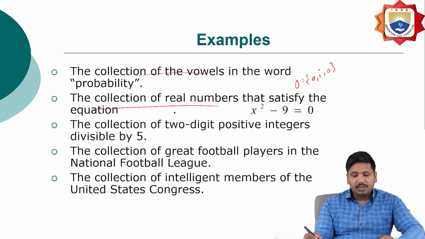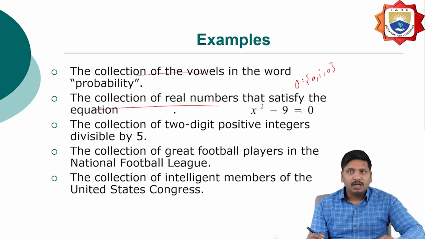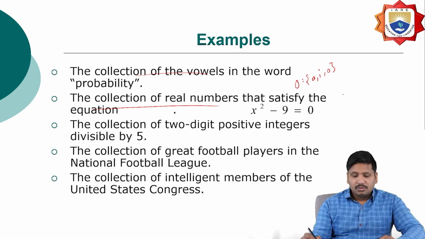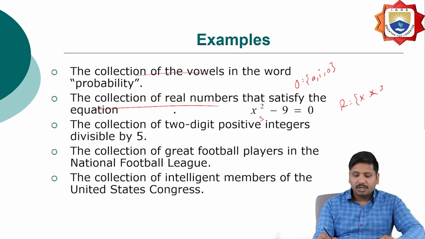Another example is a collection of real numbers that satisfy the equation. The real numbers that satisfy this equation: 1 is not possible, 2 is not possible, and for 3, if I apply 3 squared, 9 minus 9 would be 0. So the only element of the set that satisfies the condition is 3 here.